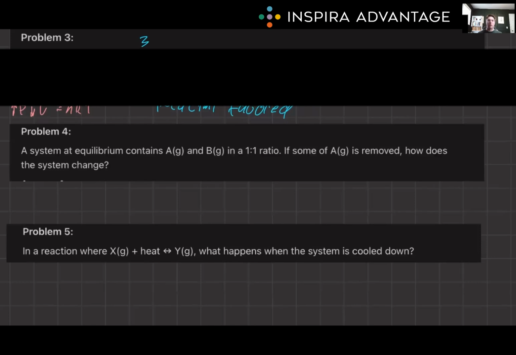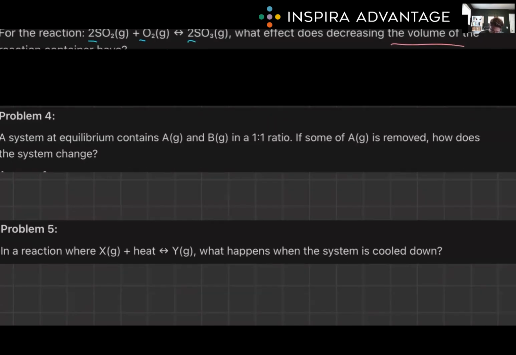Now on to problem 4. A system at equilibrium contains A and B, both are gases, in a 1-to-1 ratio. Okay, let's write that out. If some of A is removed, how does the system change? Okay, so essentially we're just going to decrease A. Well, if we decrease A, we're going to have to pull to the left to rebalance that. So we are going to lose some B, and we're going to increase A.